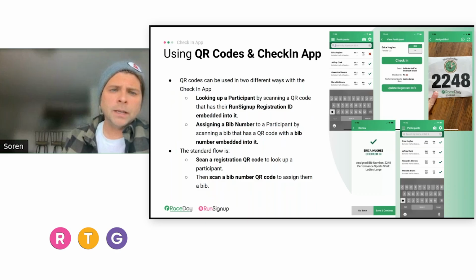QR codes can be used in two different ways with the CheckIn app. One is to look up a participant by scanning the QR code that they have embedded in an email. If you're not familiar with it, I know I mentioned it on a later slide here, but Email V2 does have a replacement tag for the registration ID. And it's always good practice to send out an email race week or even the day that packet pickup is going to start, just reminding the participant of packet pickup hours and including that QR code.